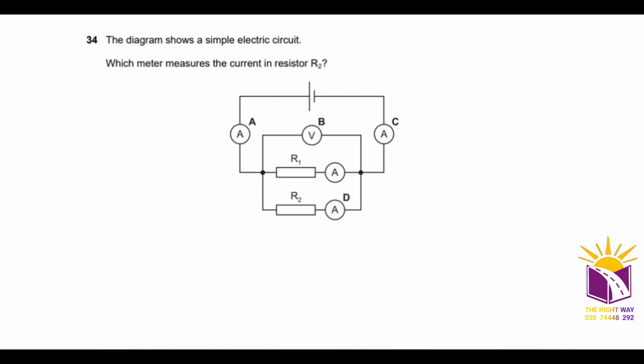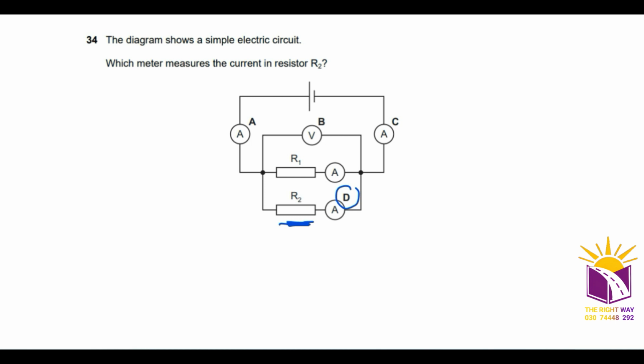Question number 34. The diagram shows a simple electric circuit. Which meter measures the current in resistor R2? The current in resistor R2 is measured with the help of which ammeter? We know that for this resistor we can use D. So the current in resistor 2 will be measured with this ammeter.